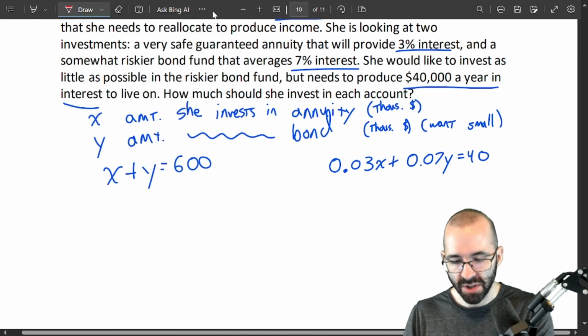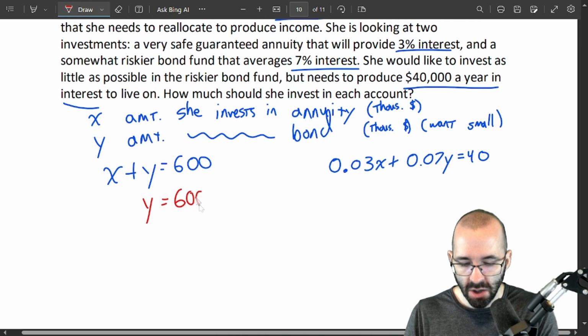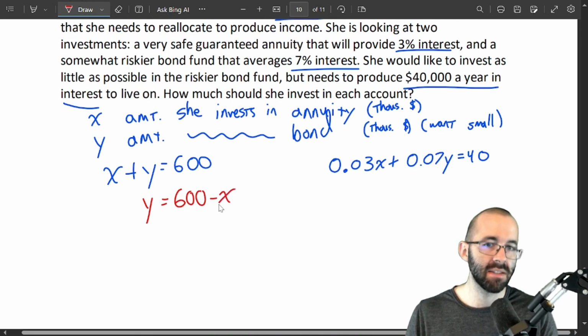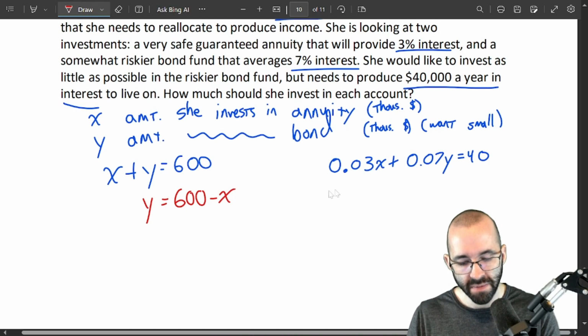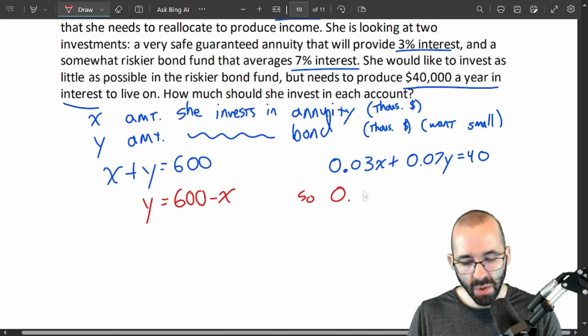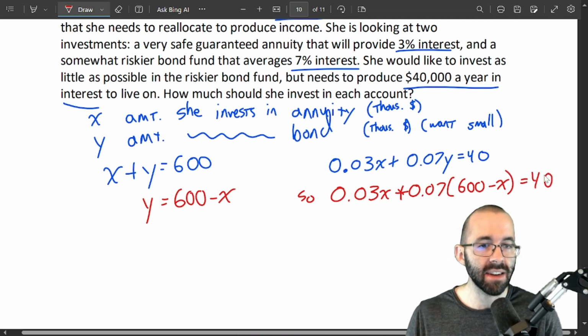So again, let's switch colors. I'll solve for y. That's very normal. y is 600 minus x. So now we use that in the second equation. The second equation says 0.03x plus 0.07y. What was y? y was 600 minus x. Needs to equal 40. And now we can just solve for x.